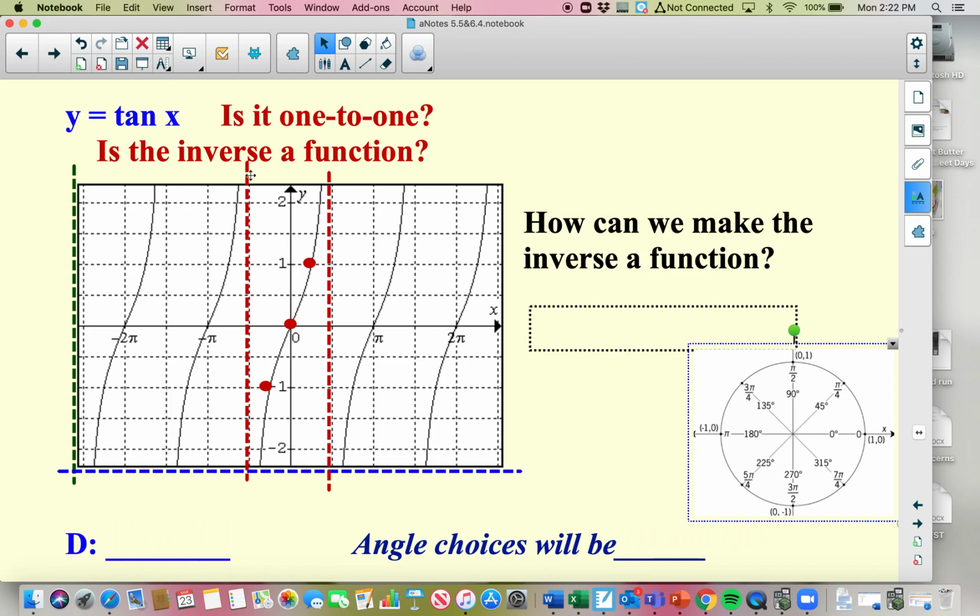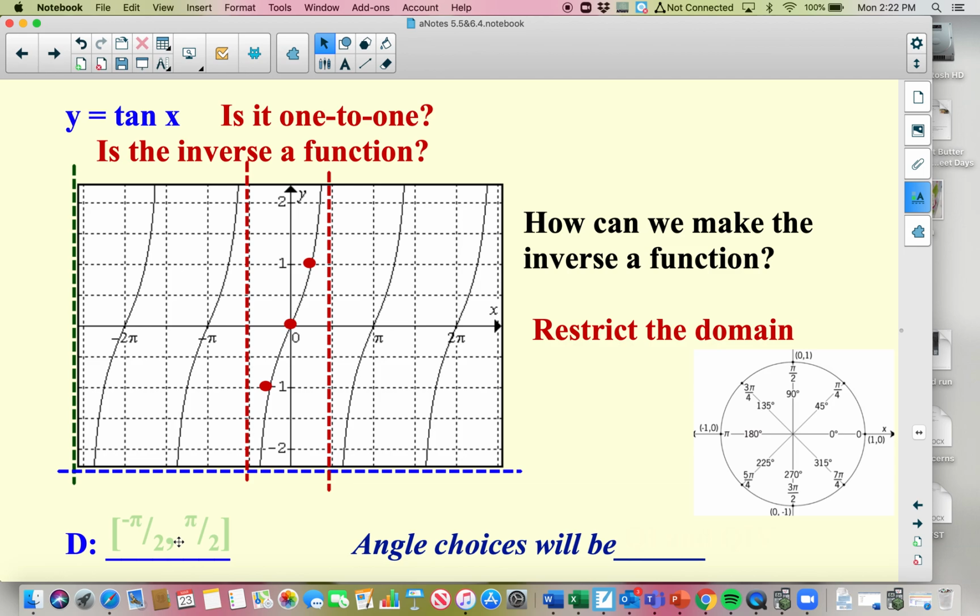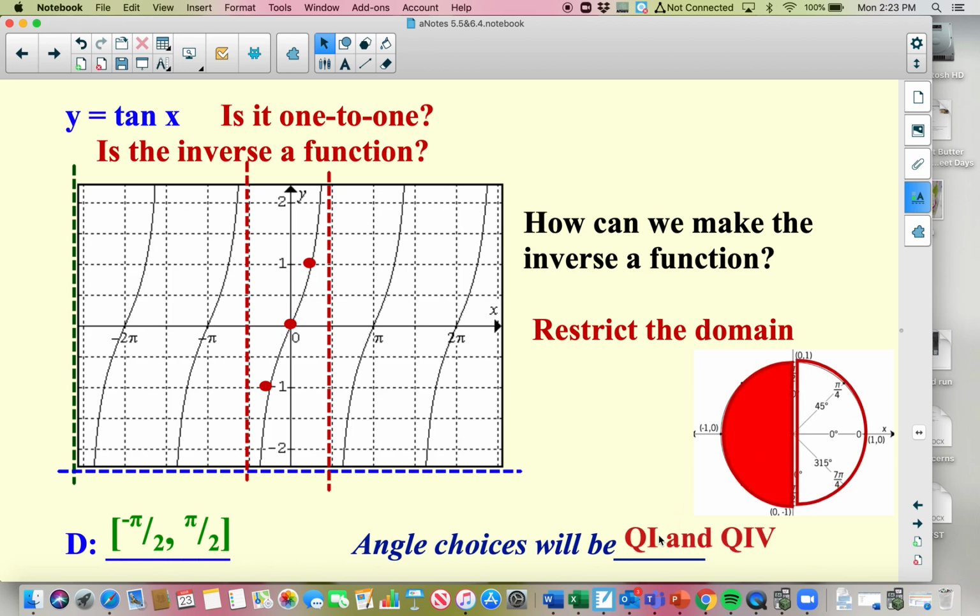Obviously, if you look at the tangent, if I just restrict it to one cycle, I would be fine, and the tangent of x would be one-to-one. Again, that restriction would be negative pi over 2 to positive pi over 2. So just like the sine graph, if you restrict it from negative pi halves to positive pi halves, you will have angles in quadrants 1 and 4 that will make the tangent of x one-to-one. Okay, now I gave you that background information. You're actually going to be doing some quick work with inverse trig, but I gave you that information just to remind you of the why and the how behind your decision making.